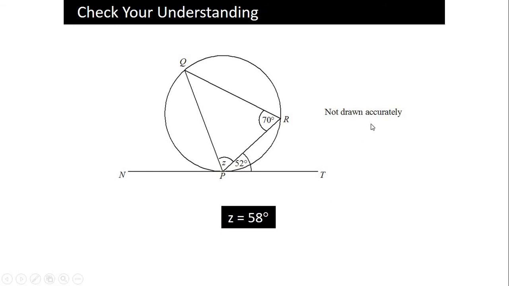Notice these questions always say they're not drawn to scale or not drawn accurately, because they don't want you to use a protractor. They're wanting you to recognise and use the circle theorems.